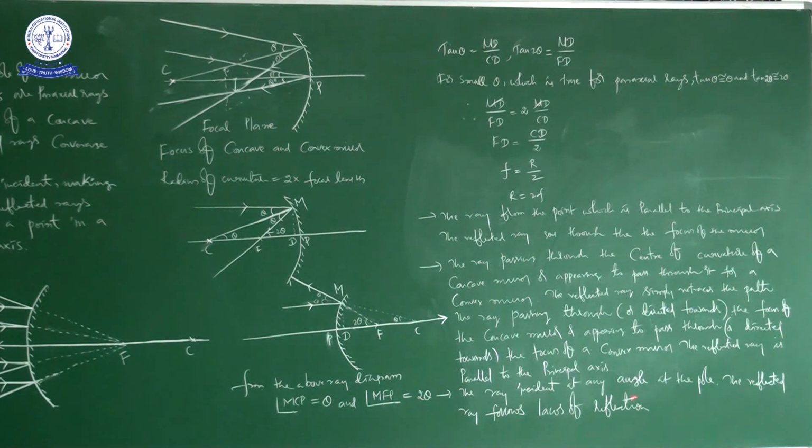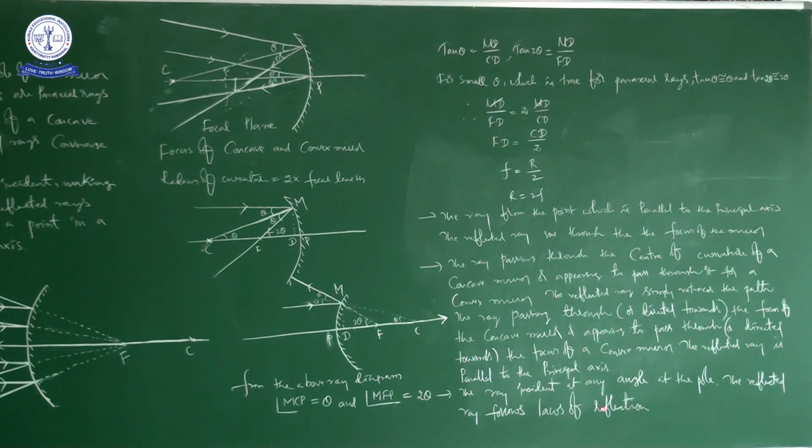Okay, right. Next, the ray of light, or the incident ray at any angle at the pole, the reflected ray follows the laws of reflection. Yesterday also we discussed what reflection is and what the laws of reflection are, for both plane surface and spherical surface, but here once again it says the incident ray at any angle at the pole, then the reflected ray follows the laws of reflection. So what are the laws of reflection? The angle of incidence is equal to the angle of reflection. Next, what is the second law of reflection? Incident ray, normal and reflected ray lie in the same plane.